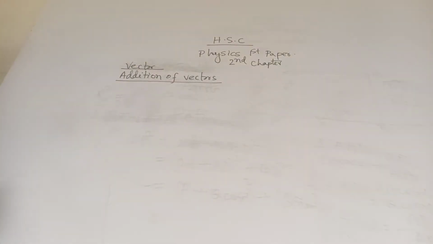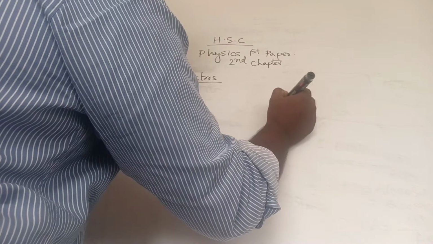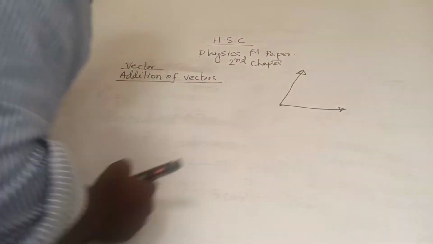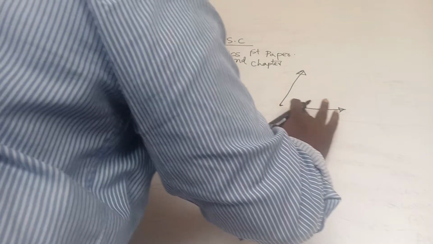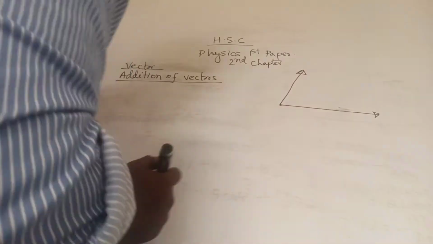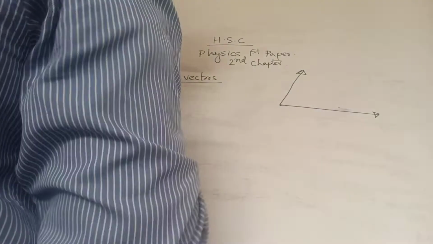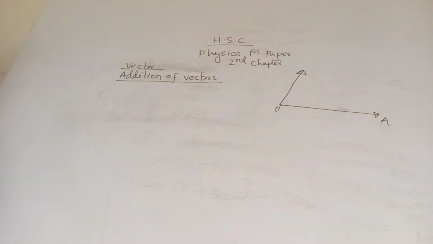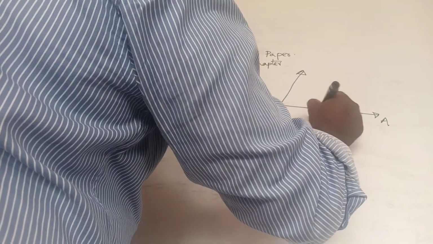Beloved students, please look. If at a point two vectors act at the same time, that is simultaneously, the length of OA indicates the magnitude of the vector, and the direction of OA indicates the direction of the vector P.